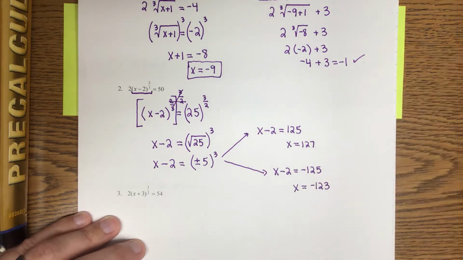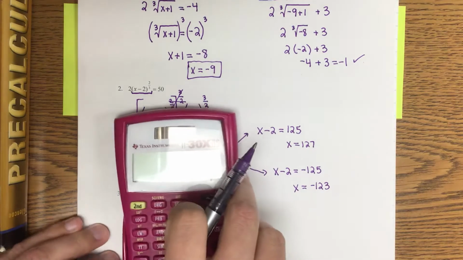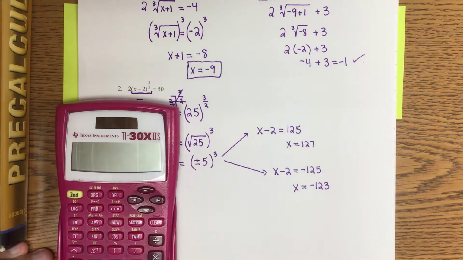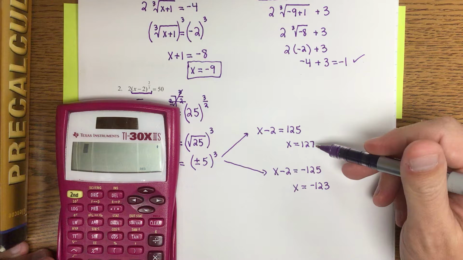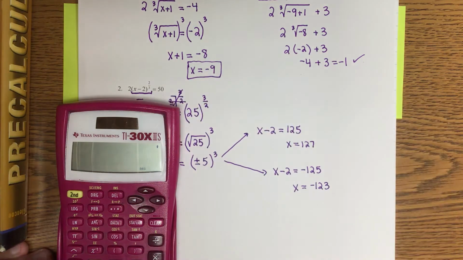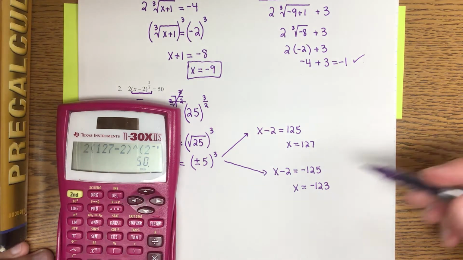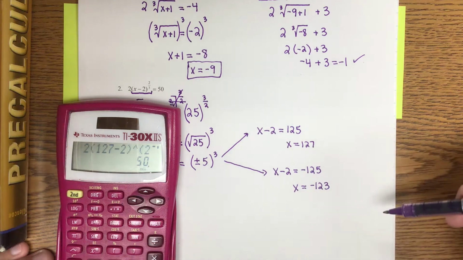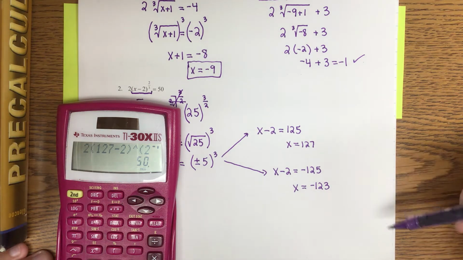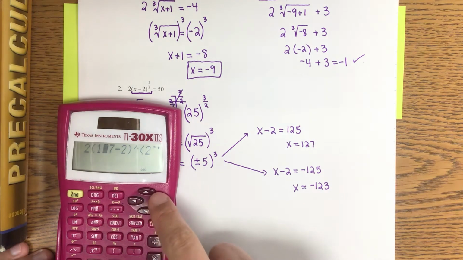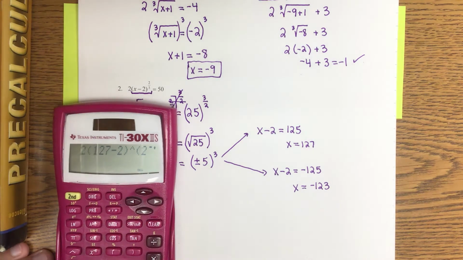And you can check those with a calculator. So if I go, there we go, right here. And for example, if I want to check 127, I will do 2 parentheses 127 minus 2, and then raise that to the 2/3 power, and there's that 50. Okay, so the other thing here to figure out is that both answers should work, so you should check the other one as well.